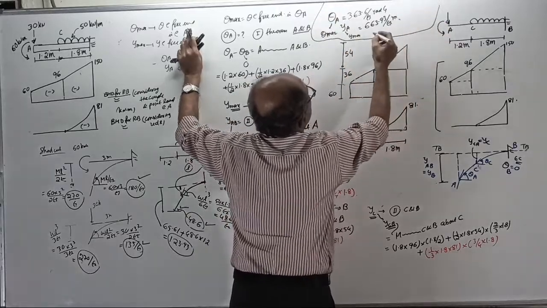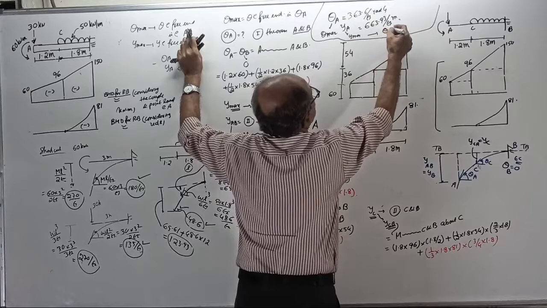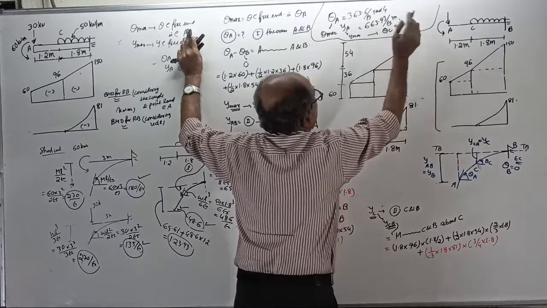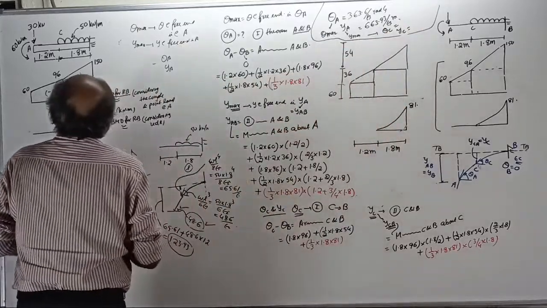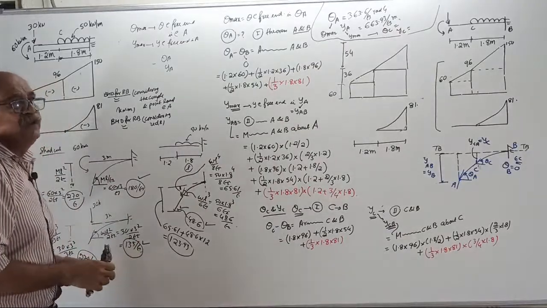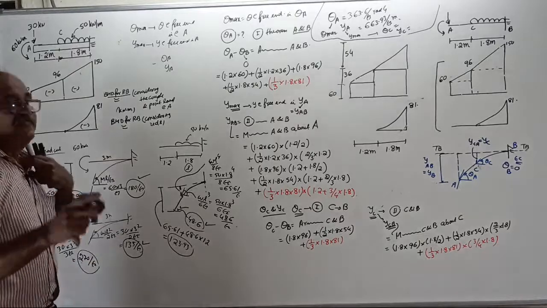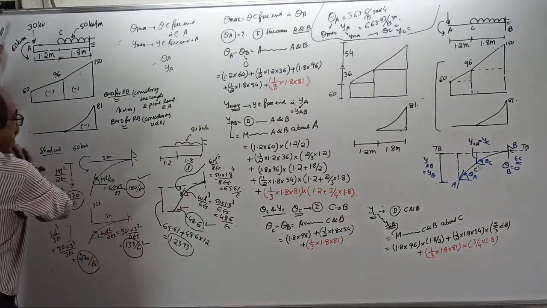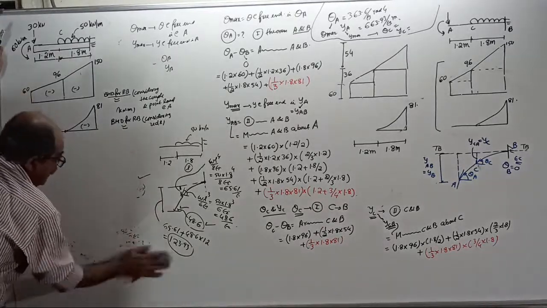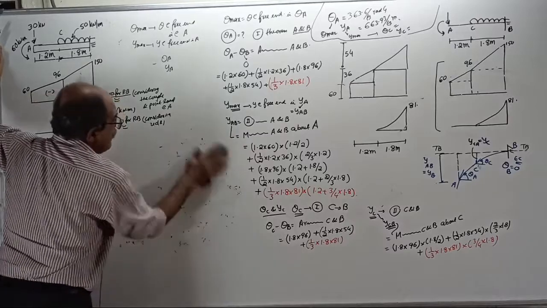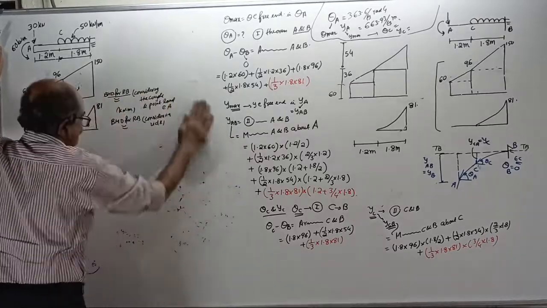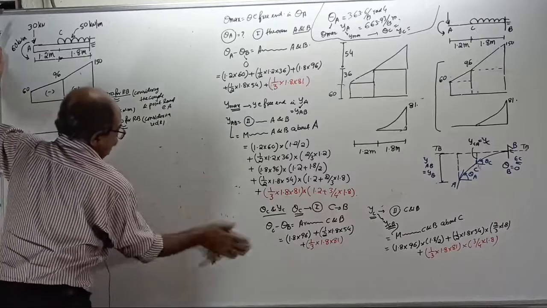Then later we want theta C and YC. We'll get that also. Suppose the question is an objective question, and they do not want theta A, they want theta C. Then I told you another trick. If you remember, I told you a trick.